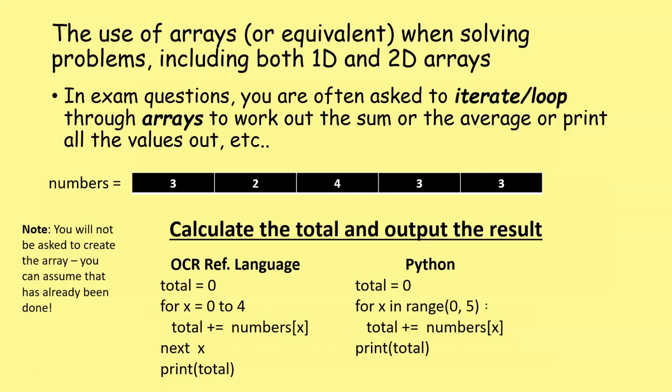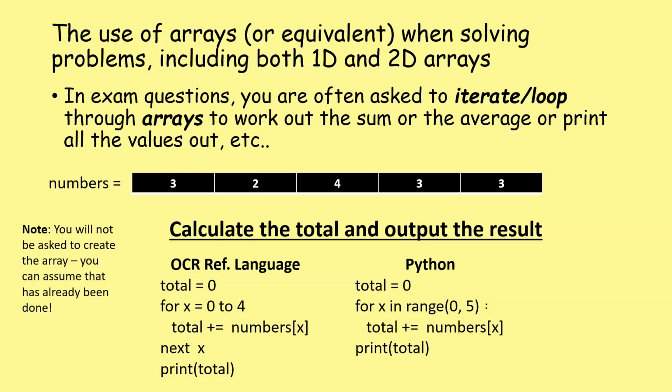Now we're getting to the complicated nitty-gritty. In exam questions, you will often be asked to iterate or loop through arrays to do something like work out the sum, or work out the average of a set of numbers, or print all the values out, or reset all the values to a blank value or to 0 or something like that. This is one that throws a lot of students, but you just have to be able to use a for loop. So imagine here I've got an array called numbers, 3, 2, 4, 3, 3, and the exam question tells me I have to calculate the total and output the result.